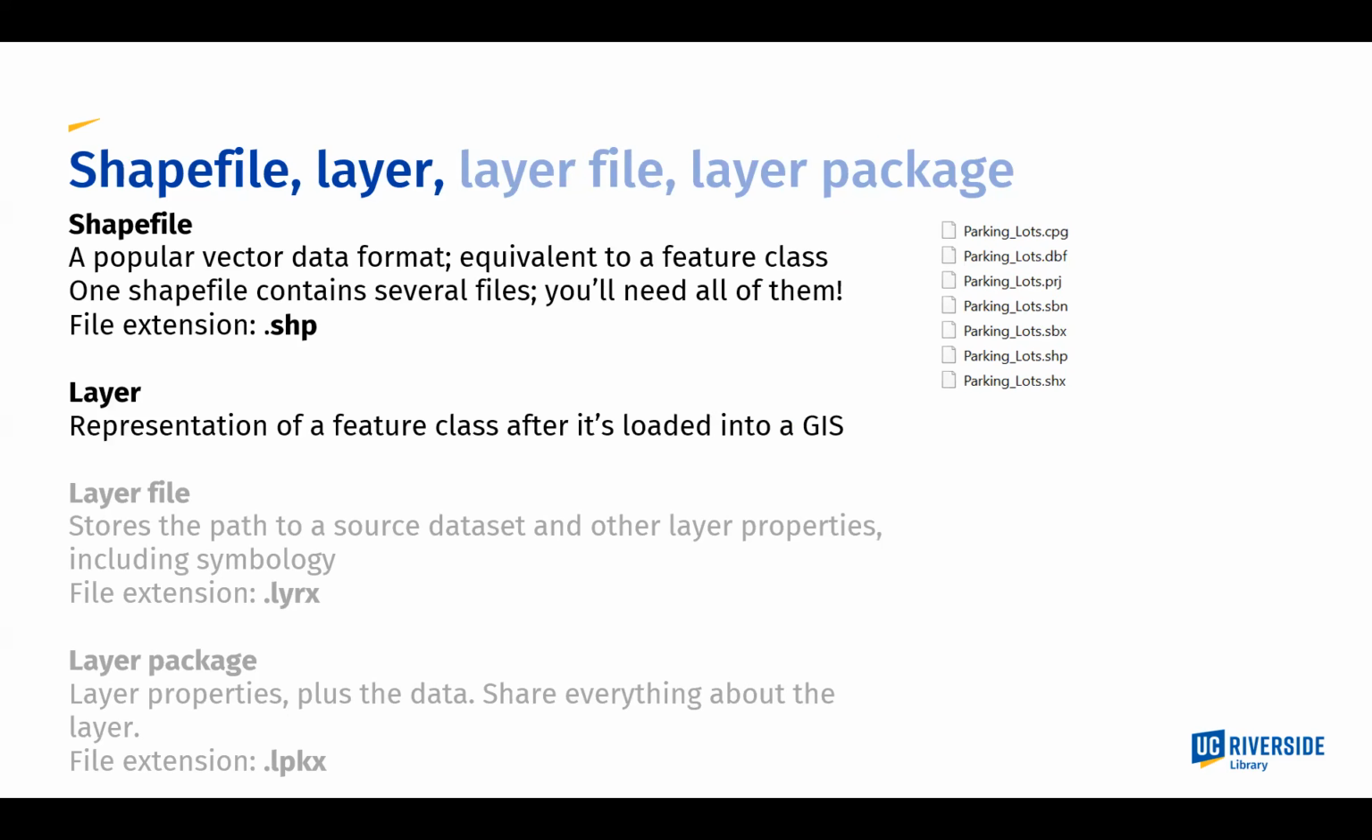A layer is what we call a feature class after it's loaded into a GIS. So to me, layer, shapefile, feature class, they're all kind of the same thing, but it's just like a phase difference, like ice is different from water, right? It just depends on where this stuff is in your process. We refer to it as different things. And again, on this slide, I've got it faded out, but a layer file and a layer package are ways that you can share either some or all of the information about a particular layer with somebody else to export and load into their own system.